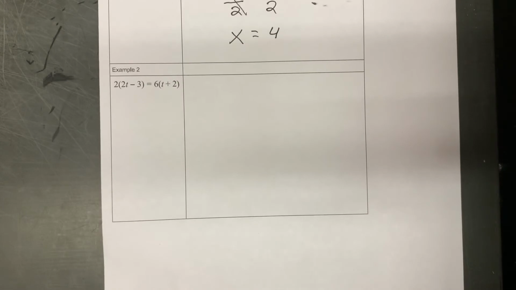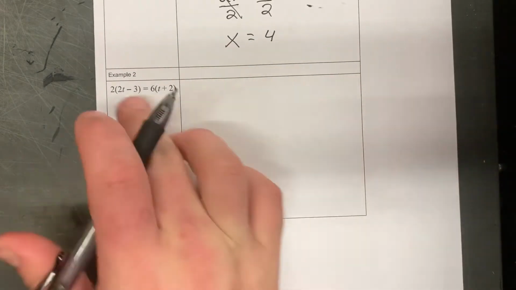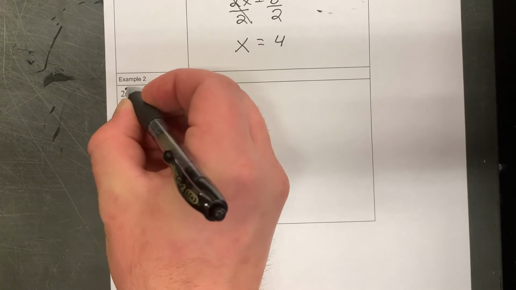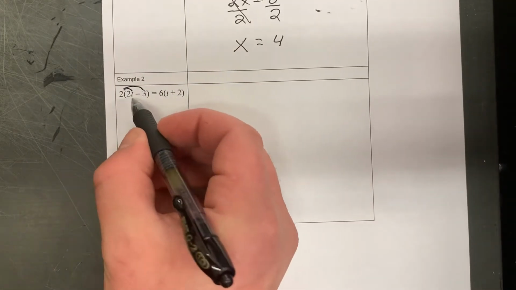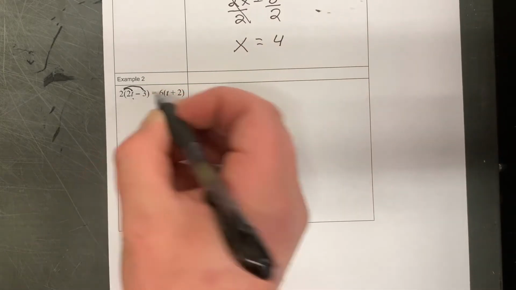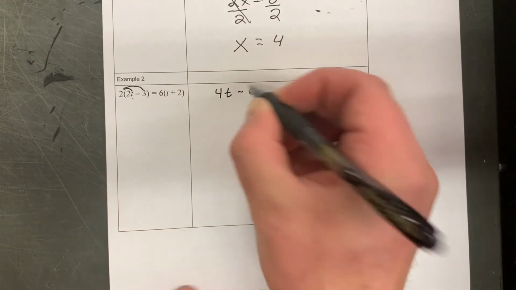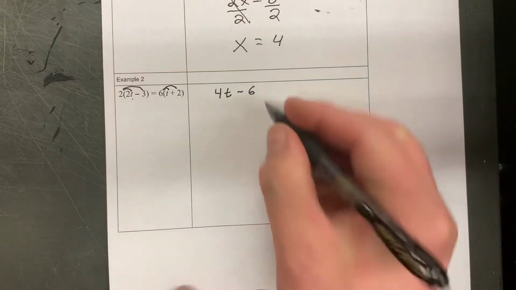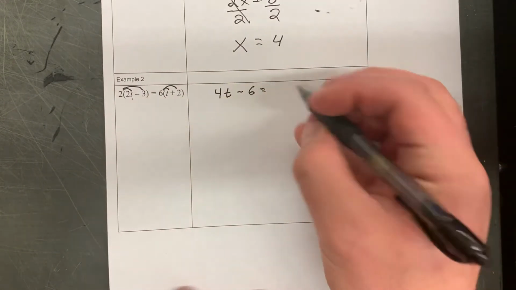We go down here to example 2, I can see that I have to distribute my 2 right off the bat. Instead of rewriting it here, I'm going to distribute first and then write down what I get when I distribute. So again, I'm multiplying both these out. 2 times 2t I know gives me 4t. 2 times 3 gives me 6. Let's subtract 6. I'm going to multiply my 6 by both of these here. 6 times t gives me 6t.